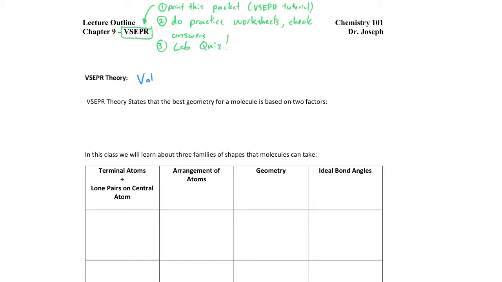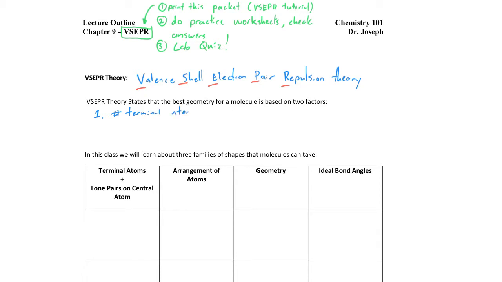So what exactly is VSEPR theory and what does it allow us to do? Well, VSEPR theory stands for valence shell electron pair repulsion theory. And we are going to learn how to use VSEPR theory to predict the three-dimensional shape of simple molecules based entirely on their Lewis dot structures. Now, VSEPR theory states that the three-dimensional shape of a molecule can be based entirely on two factors.